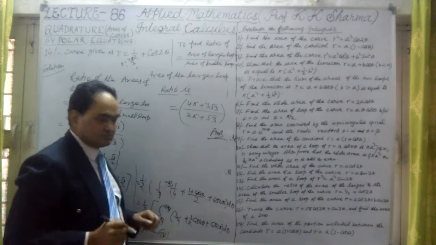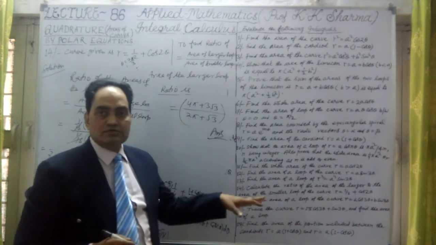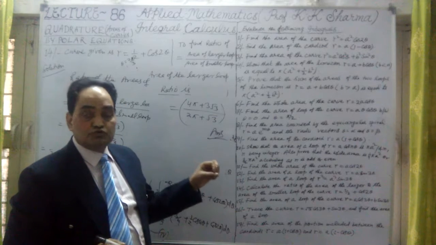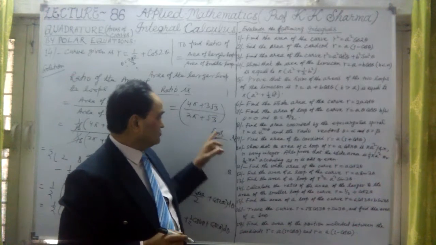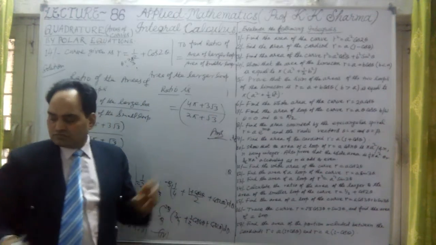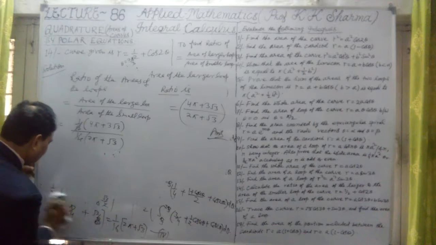Question number 14 we have done here. Ratio of the areas of the loops, larger loop divided by smaller loop. This we have to calculate. Now this is the ratio here. Okay, so the answer. Now let me take the next question.